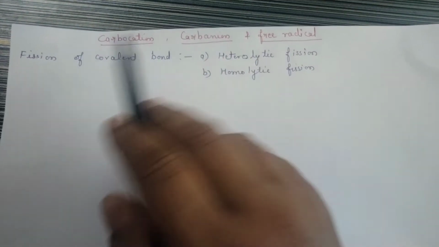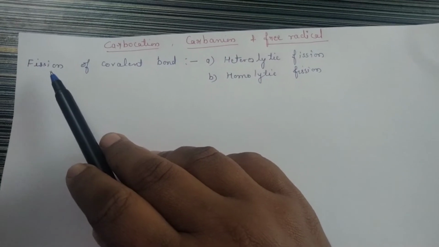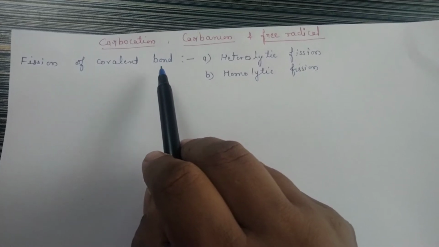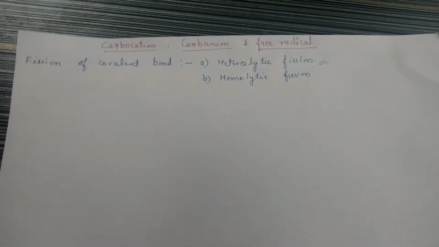Today we will study about carbocation, carbanion and free radical. These all are formed by fission of covalent bond. Fission means breaking, cleavage. You already know covalent bond is formed by sharing of electrons. It is of two types, heterolytic fission and homolytic fission. Let us first deal with heterolytic fission.